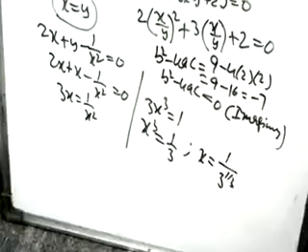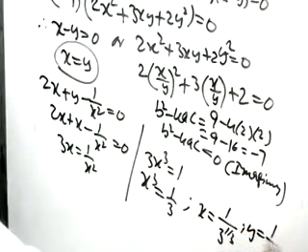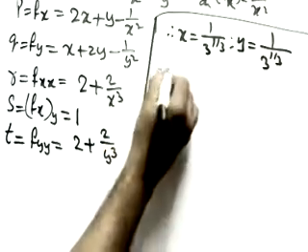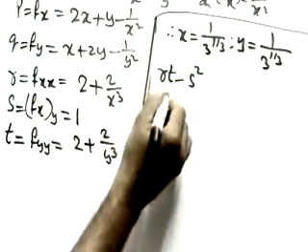Since x equals y here, therefore the same value will be of y also. So what will be y here? y equals (1 by 3) power 1 by 3. So we got the values of x and y now. Now next thing is what we have to show. We have to show rt minus s squared greater than 0.